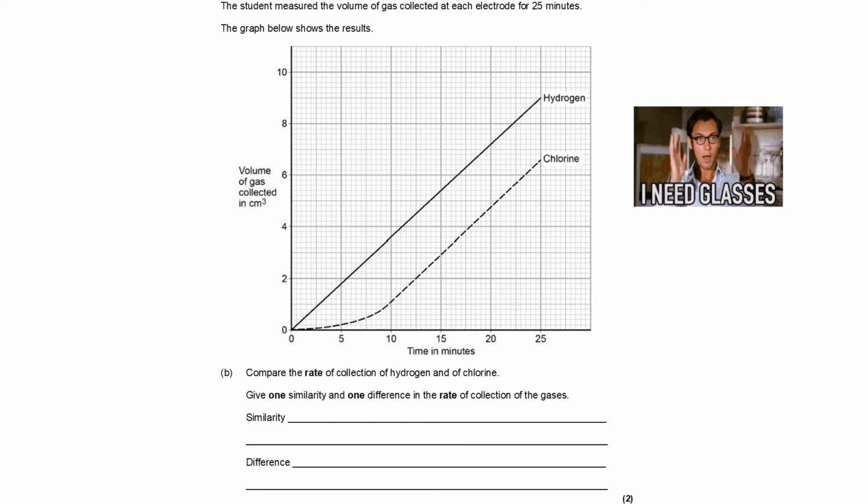And then it says part B, compare the rate of collection of hydrogen and chlorine. Give one similarity and one difference in the rate of collection of the gases. So look at the graph, look at the similarities, where there are parallels, where there aren't, and so on. So you've got 2 minutes, 2 marks. You can pause the video now and answer the question.